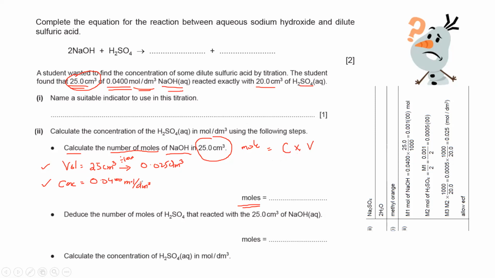What is the concentration of sodium hydroxide? That is 0.04 multiplied by the volume of sodium hydroxide given in the question, 25 cm cube or 0.025 dm cube. So when you multiply these two numbers, what will you get? You will get the moles of sodium hydroxide, which will come out as 0.001.